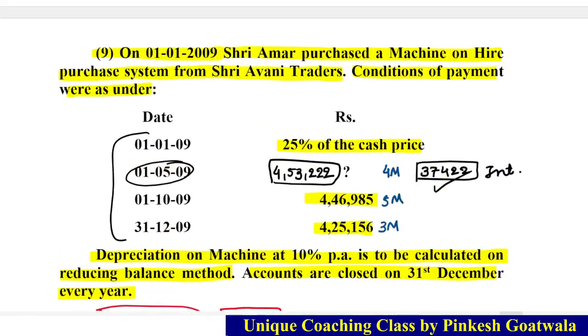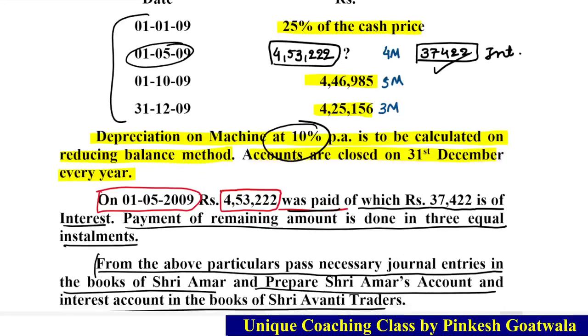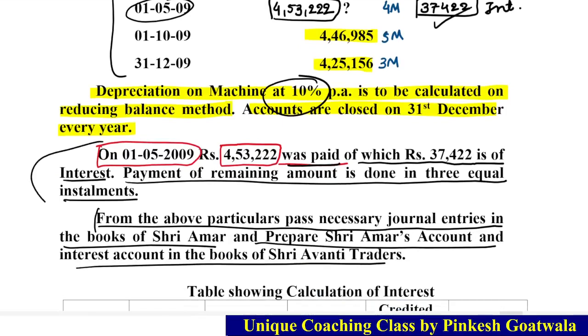But in this question, if you see properly, where is the rate of interest? Look, nothing about the rate of interest is given. The rate of depreciation is given, and the installments are given, but there is no point regarding the rate of interest.